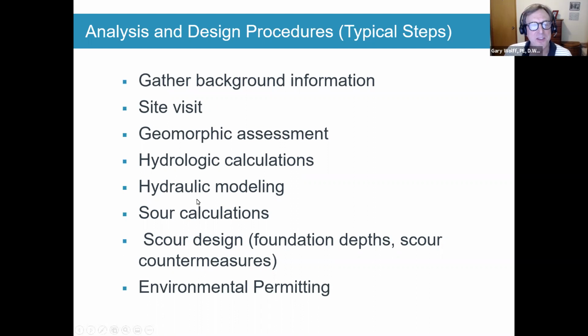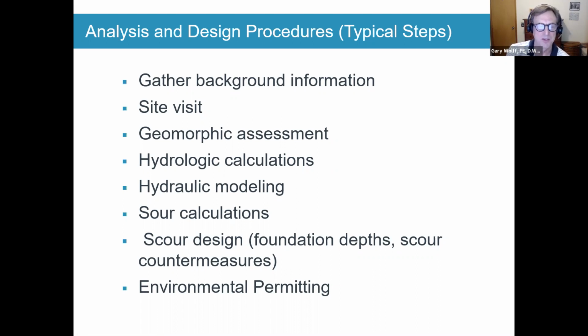Tied to that site visit is a geomorphic assessment. So what we're trying to do is understand the stability of the stream, what the stream processes are, and how that's going to interact with our proposed bridge. Then of course, we have to have hydrology. We have to have design flows for the project. So we do our hydrology to figure out the design flows. Then we get into the hydraulic modeling, which is really the meat of the hydraulic design process.